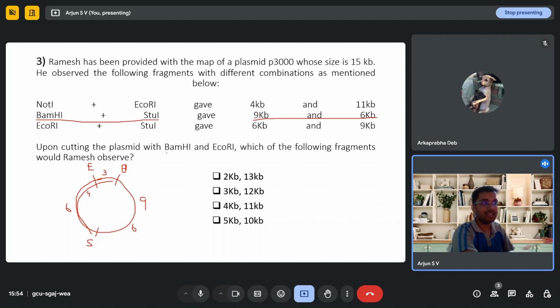So they are asking, upon cutting the plasmid with BamH1 and EcoR1, which of the following fragments would Ramesh observe. If we cut with BamH1 and EcoR1, we'll be getting 3 plus whatever the rest of the size is, 15 minus 3, which is 12. So we'll be getting 3 kb and 12 kb, which is the answer.